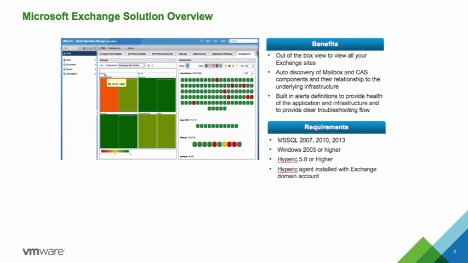And inside of this space, being able to look for mailboxes and CAS components and determining their relationship and correlation to the infrastructure as well as the virtual machinery. And to be able to have an out-of-the-box view for all of your Exchange sites and ensure that the health of those sites is as expected. Then we can go a step further and we can look at the virtual machines, we can look at the infrastructure to ensure that we don't have compliance issues.